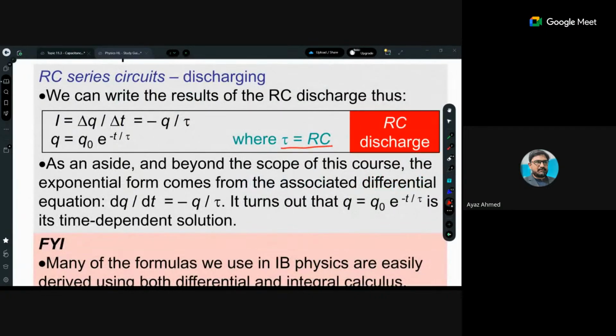So in the case of discharging, the equation will be Q is equal to Q naught into e to the power of minus T by RC. This equation is given to you in your data booklet, so just use it from there.